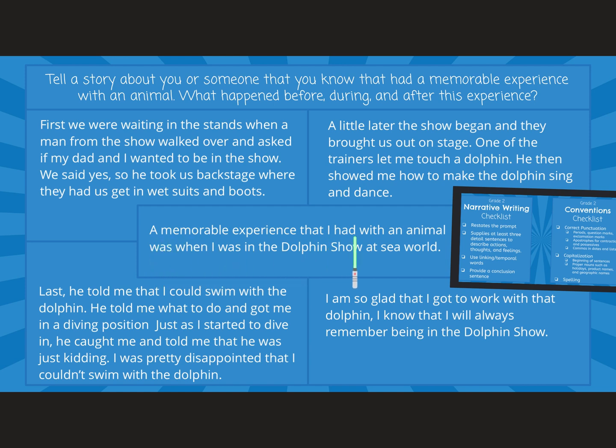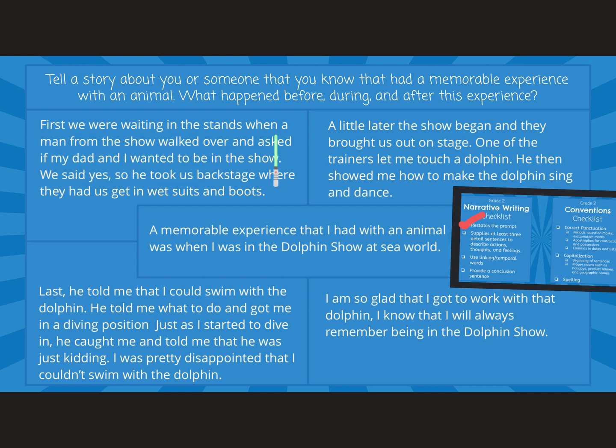A memorable experience I had with an animal was when I was in the dolphin show at SeaWorld. Excellent. I believe I can check that off. Ooh, that's quite thick. Next, supplies at least 3 detailed sentences to describe actions, thoughts, and feelings. So, these are the boxes of the 3 sentences, and I definitely went overboard with my story. I put, I think, exactly 3 sentences in each one, I think.